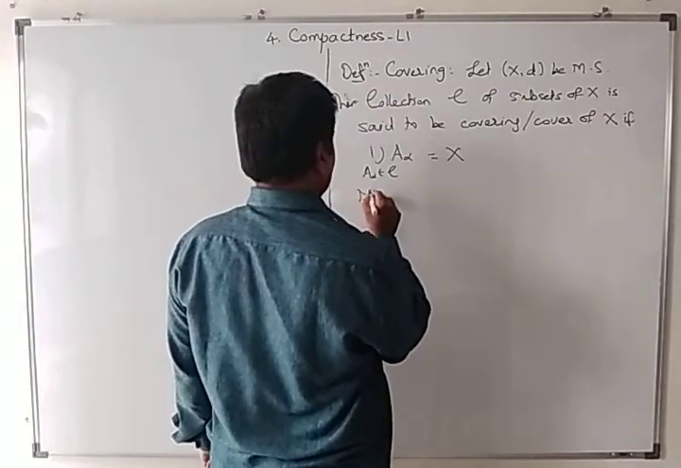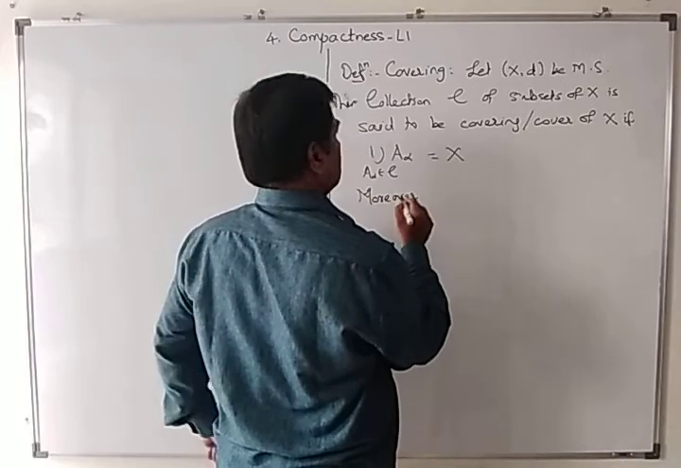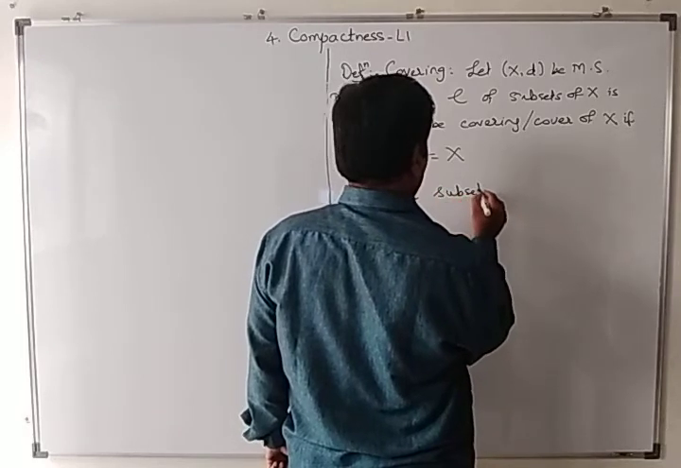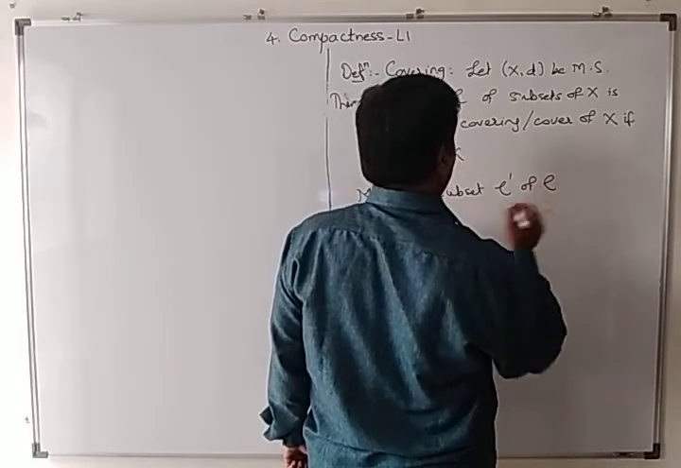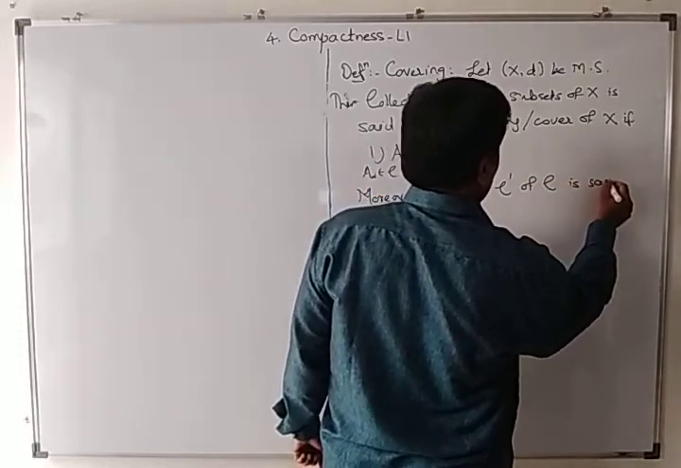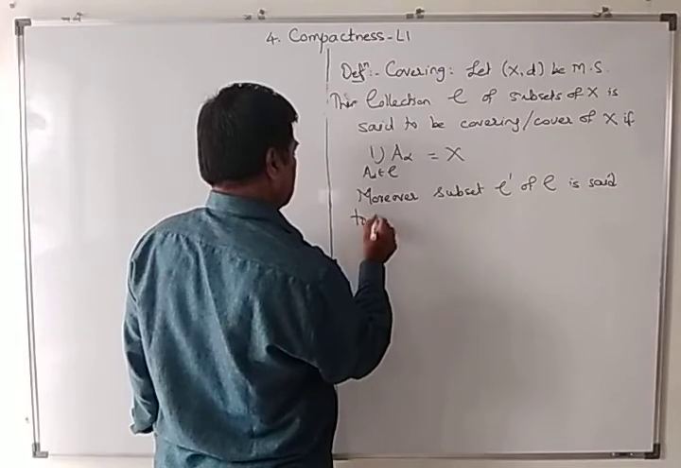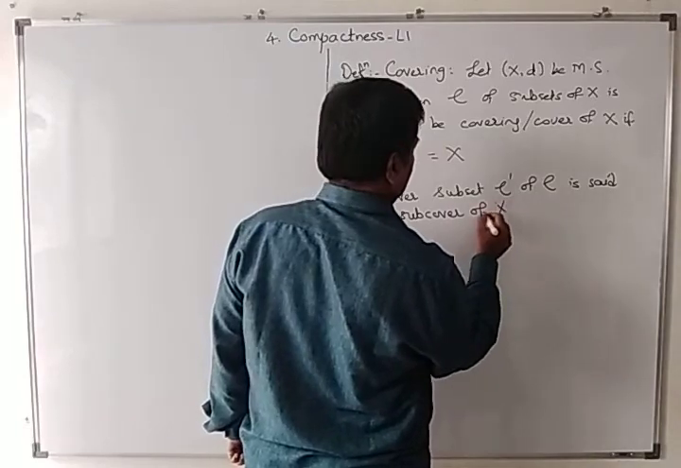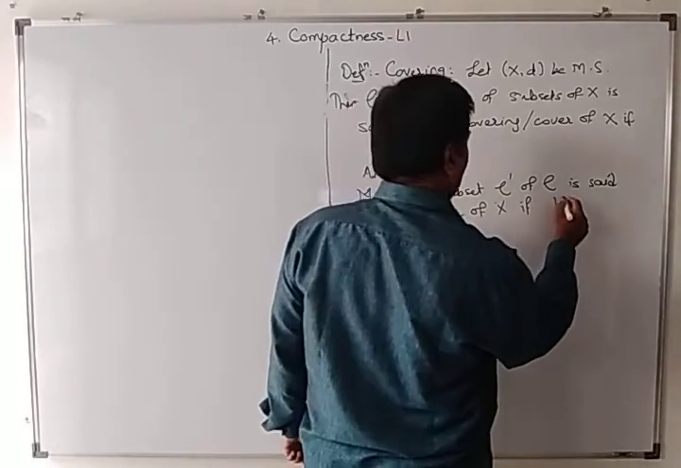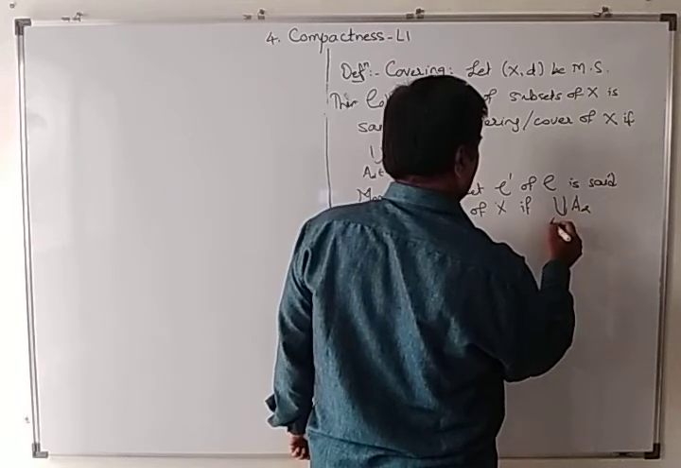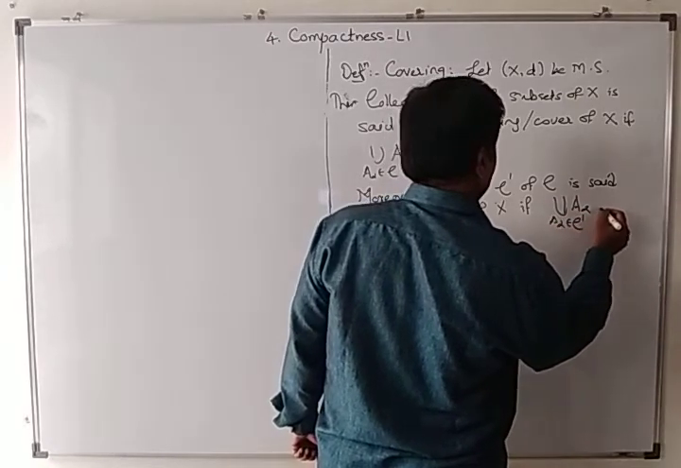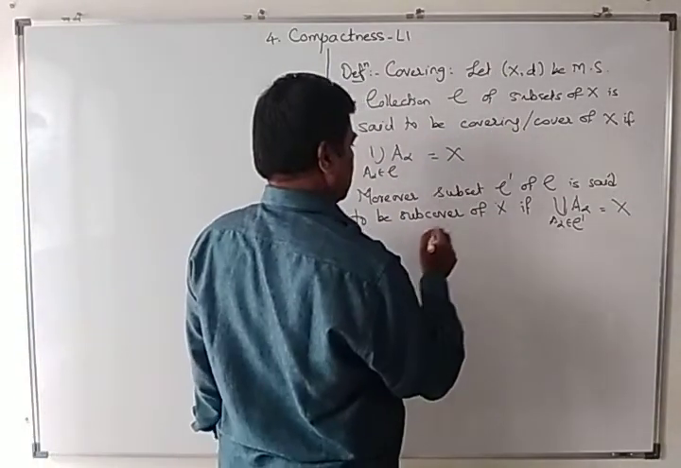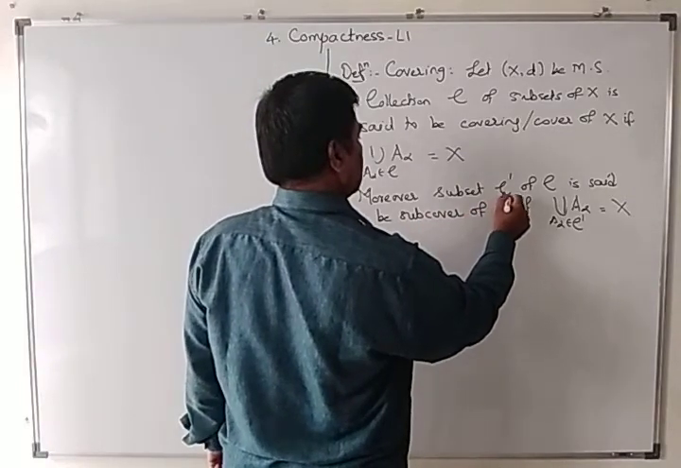Moreover, a subset C dash of C is said to be a subcover of X if the union of A alpha, A alpha belonging to C dash, is equal to X. It is known as a subcover of X from C.